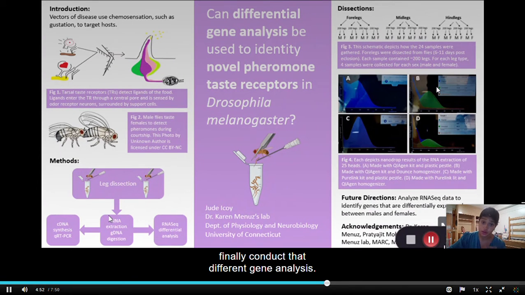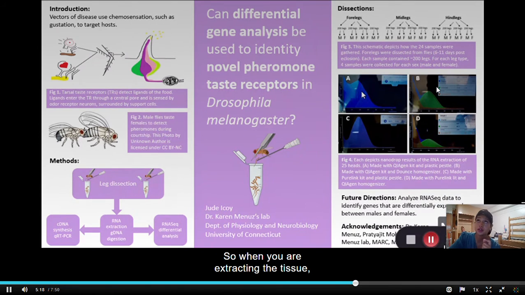that differential gene analysis. However, during the summer, we've encountered some problems with the RNA extraction protocol. So we had to do a lot of RNA extraction optimization. Figure 4 is showing those kinds of problems that we saw. So in order to not waste any of that vital leg tissue that we need for the actual study, we practiced with extracting the RNA of fly heads.